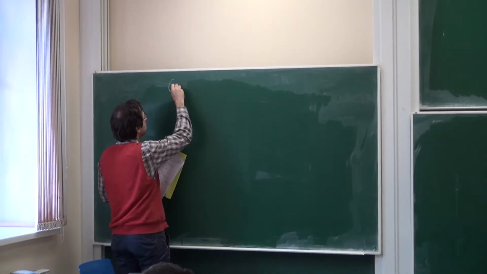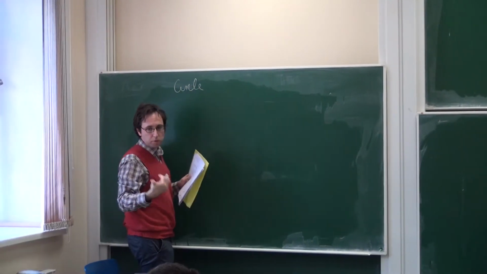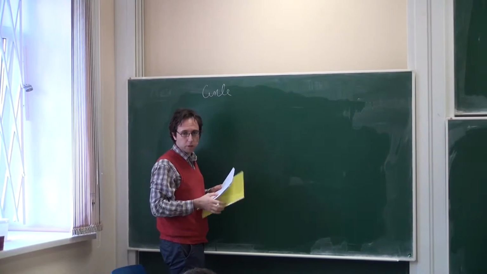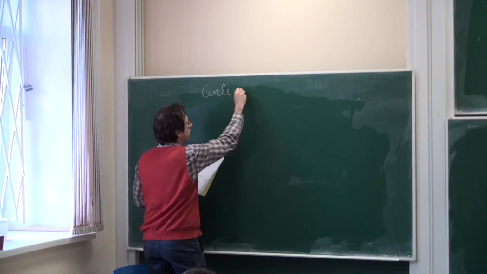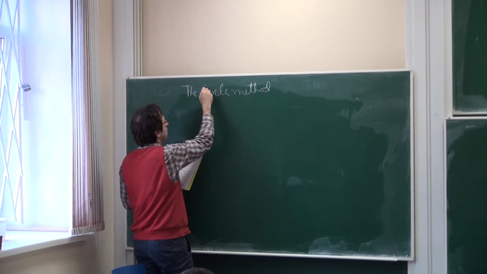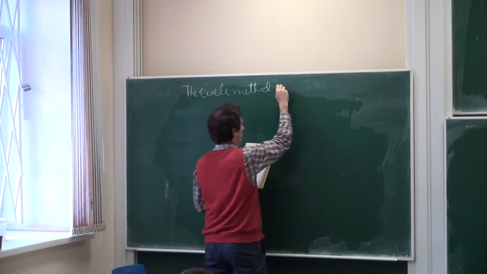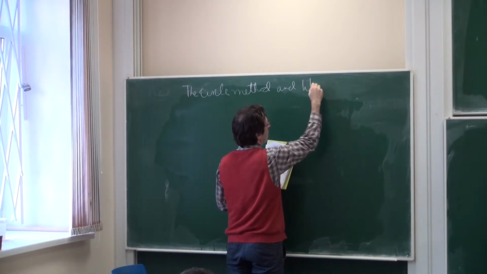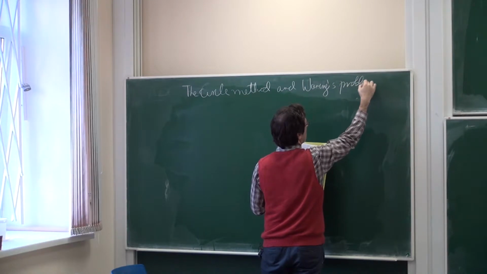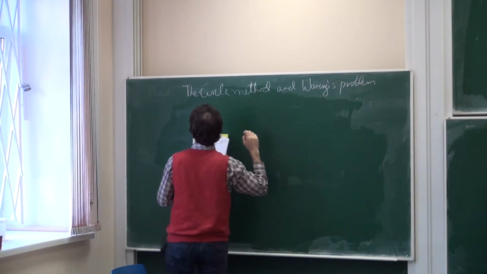So, for us, it will be a good excuse to use the results from 2 classes ago, and also to see in action what is known as a circle method. So, what is Waring's problem?